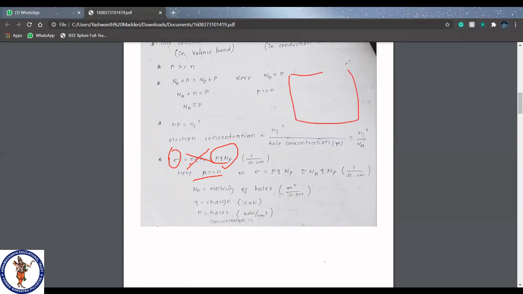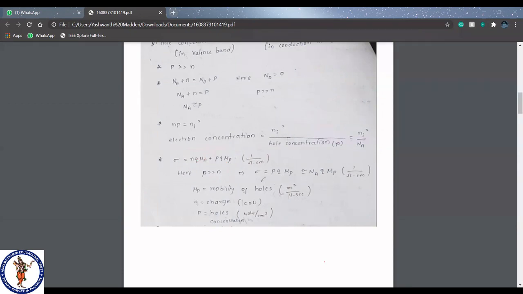In a p-type semiconductor, by using this formula we can see that there is no term called N here. The current produced in the p-type is mainly due to holes, not because of electrons. It is only because of holes.